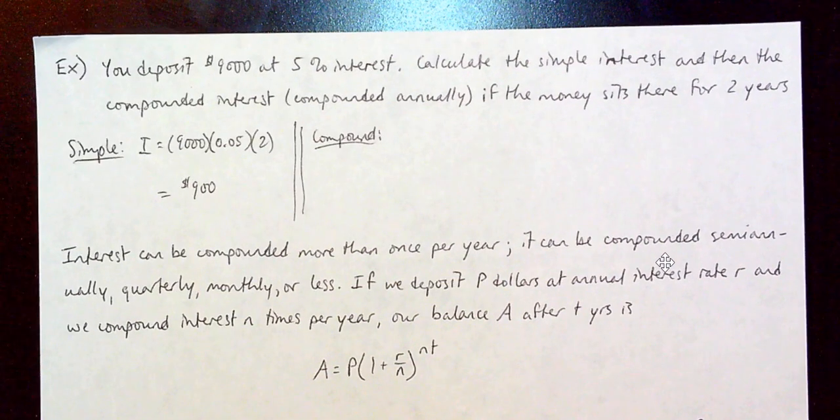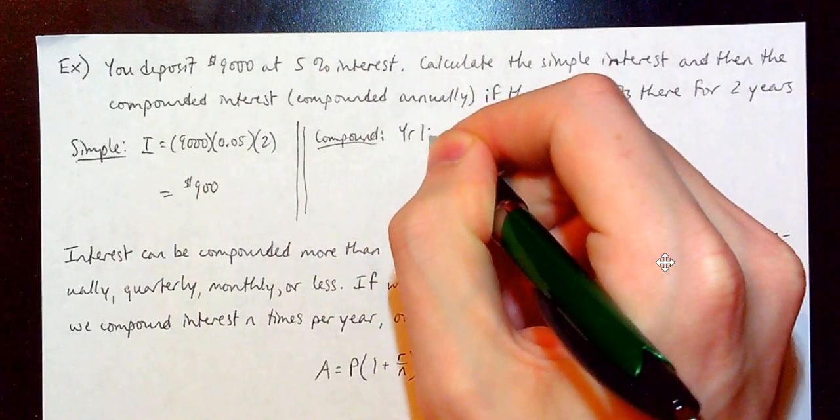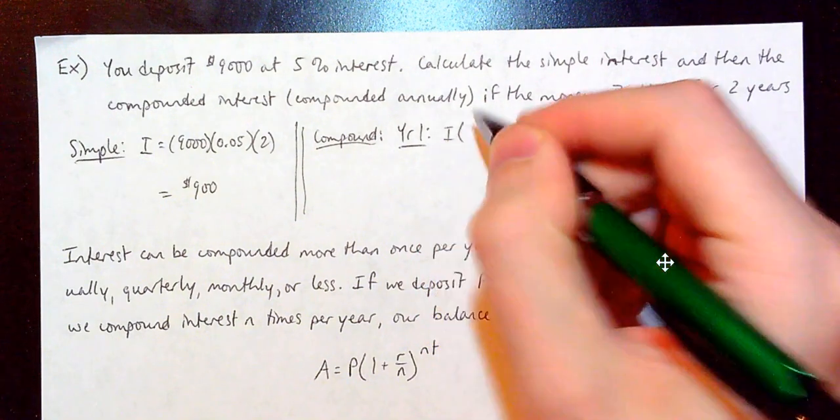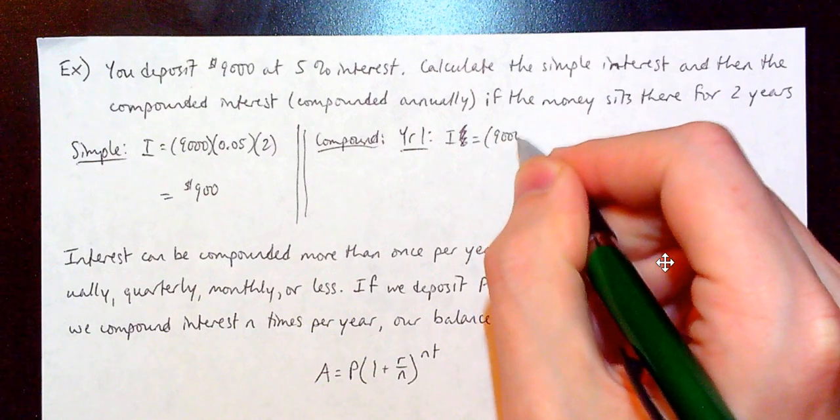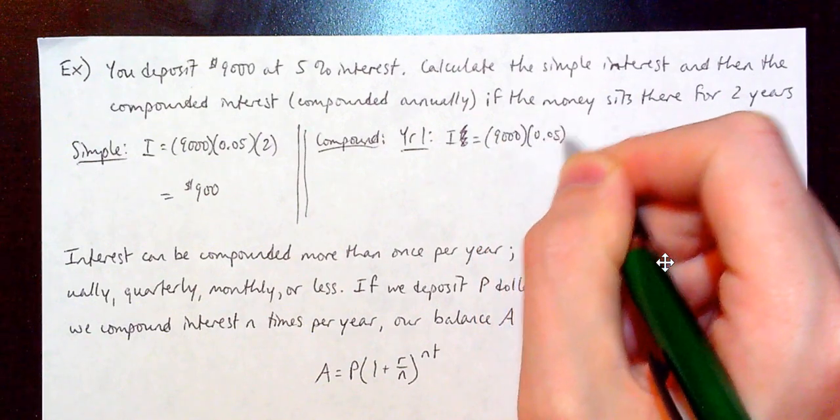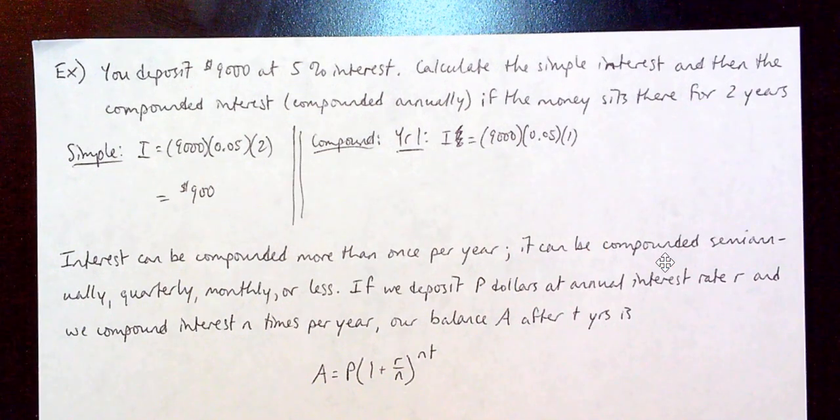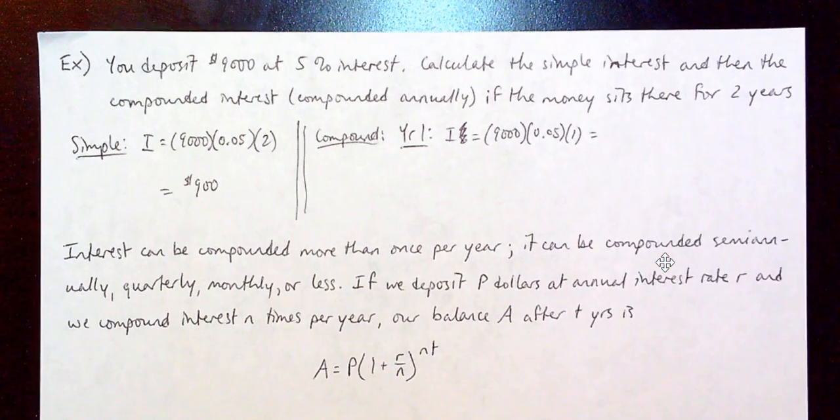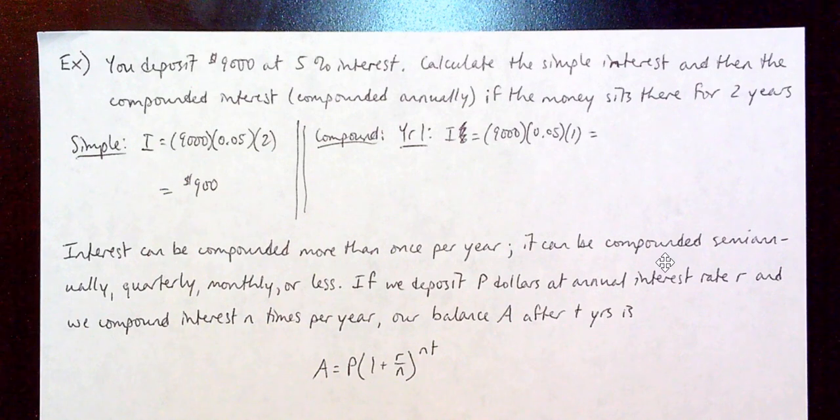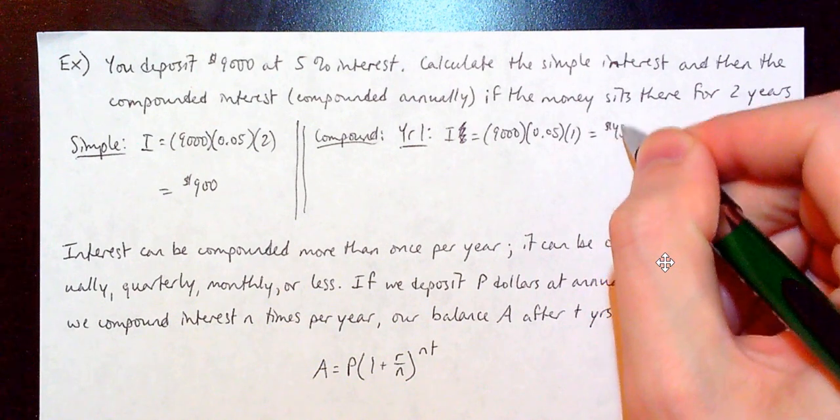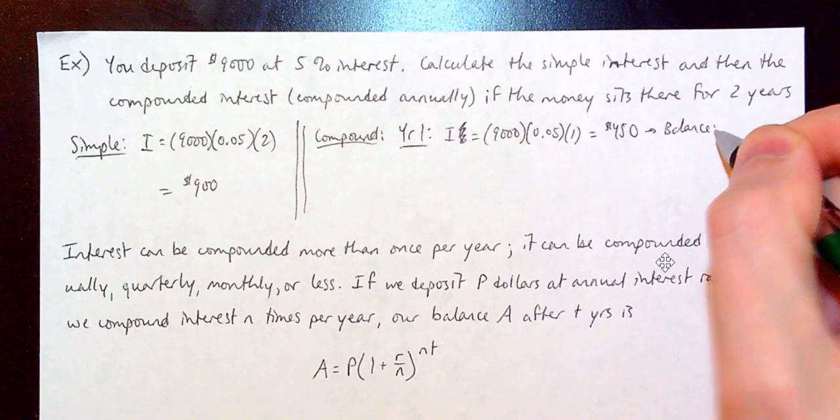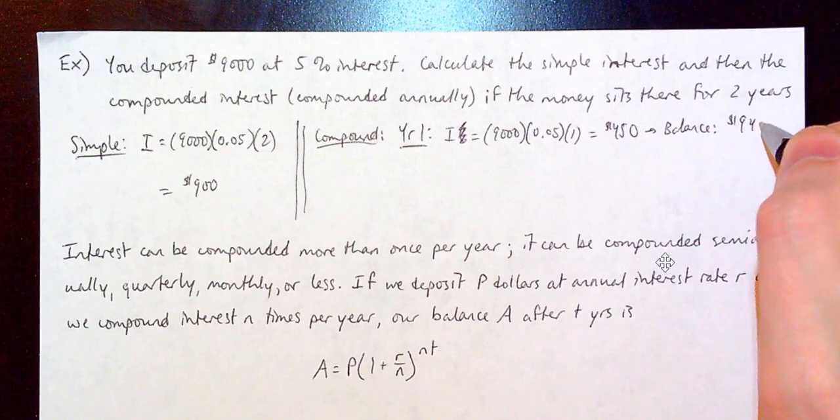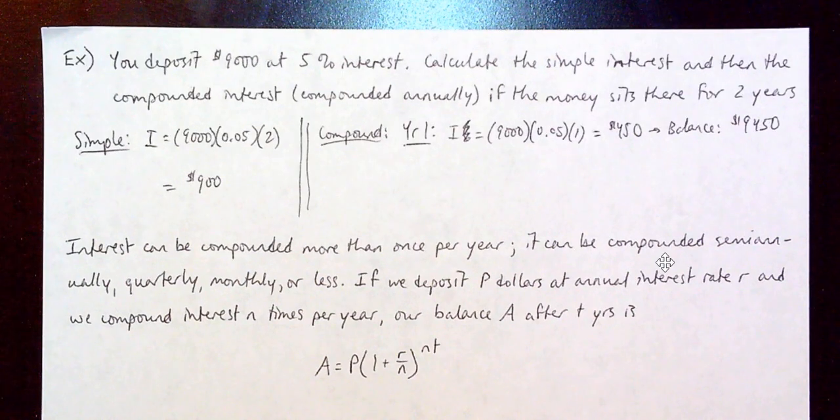So with compound, I'll label it year 1. The interest I'm going to get is going to equal 9,000 times 0.05 times 1. And this is going to give you $450. And that means that my balance is going to be $9,450.